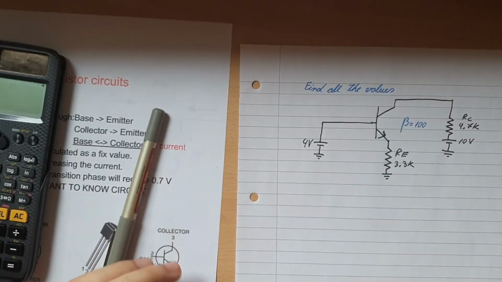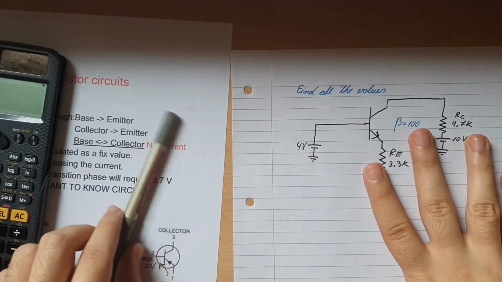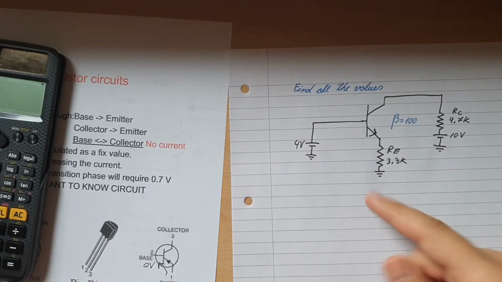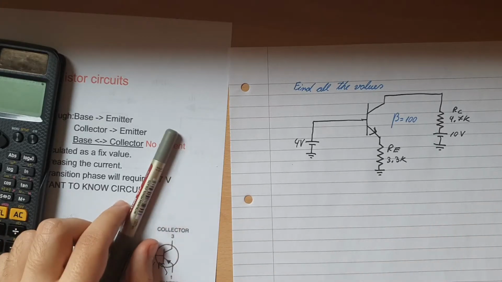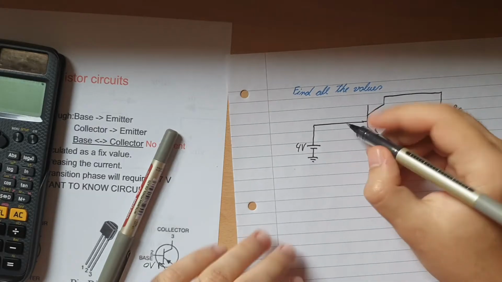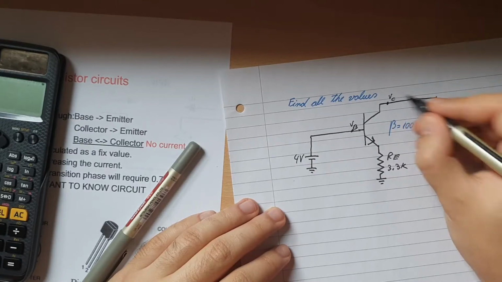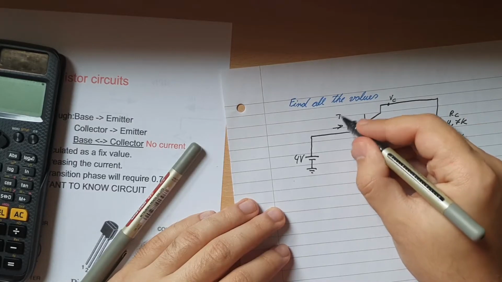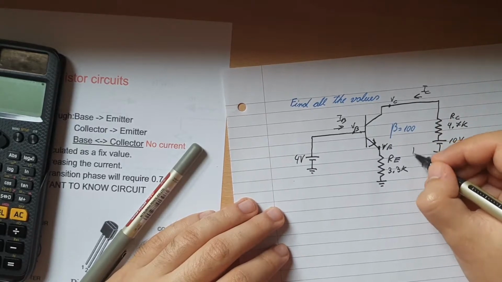Alright, now this one is the next one. This one is a lot easier. It's not an NPN, it's a PNP. And we just need to find all the values, meaning that we need to find all the currents and the voltages. Not the blue one, this one. So we need to find VB, VC, and also VE. And we also need to find the currents IB, IC, and IE.